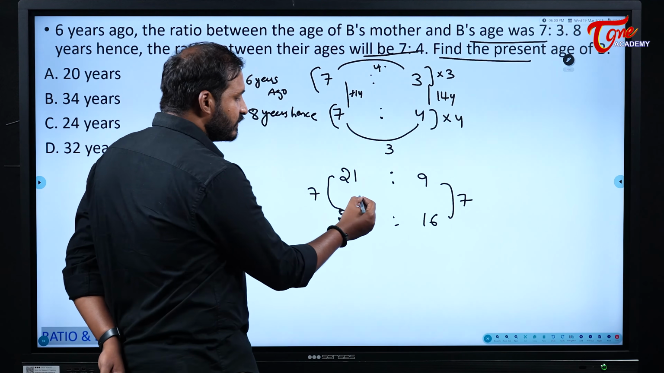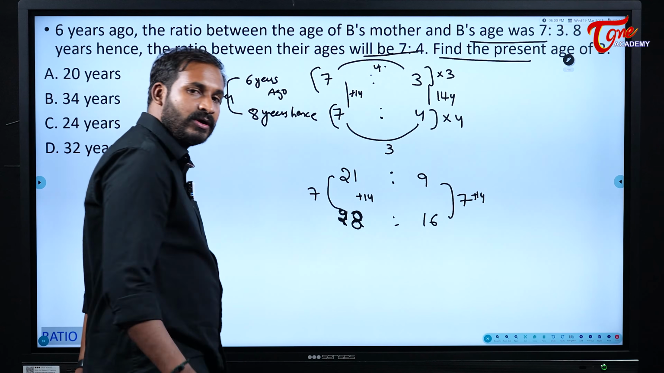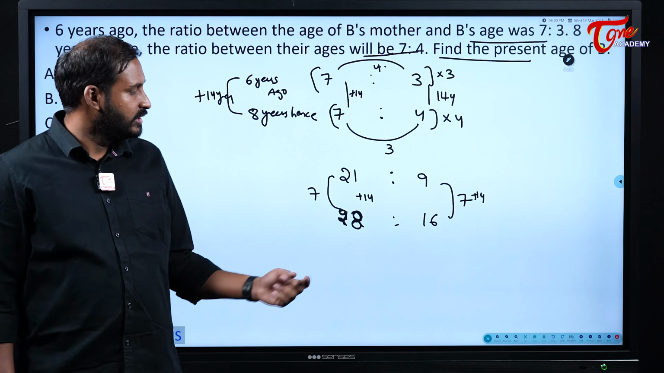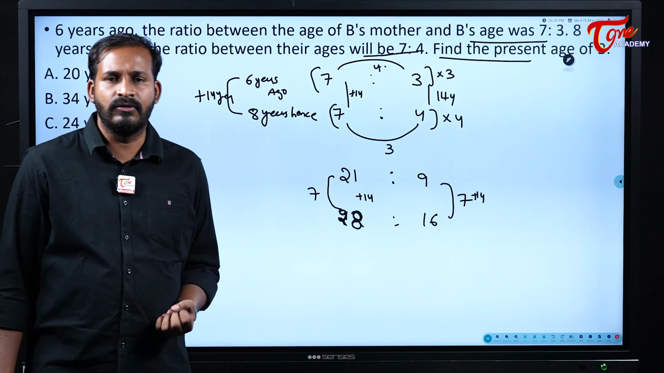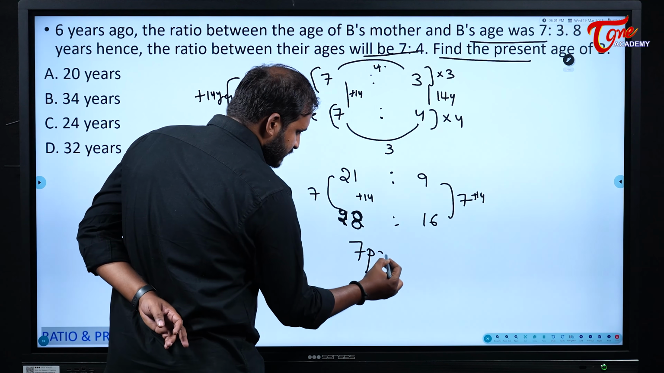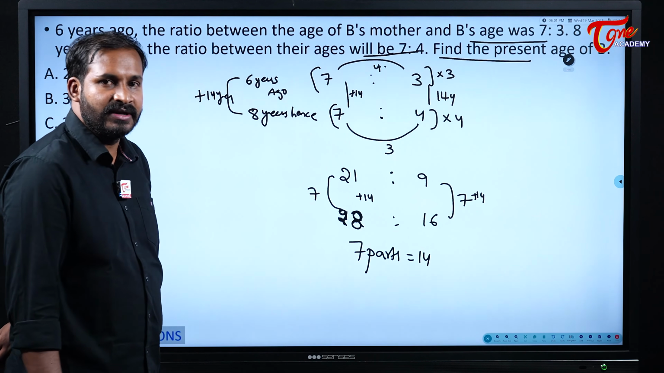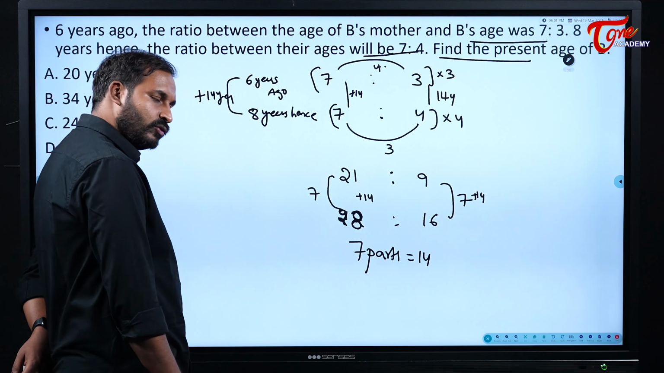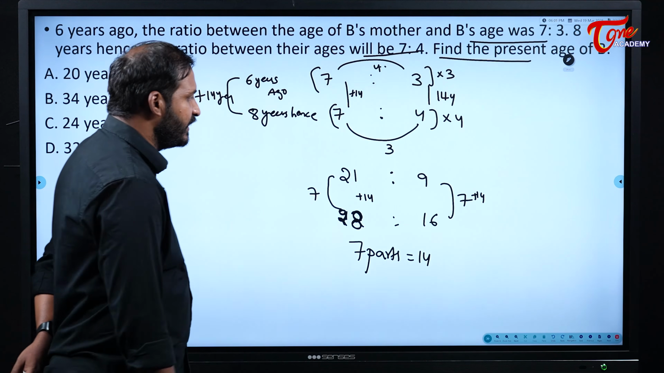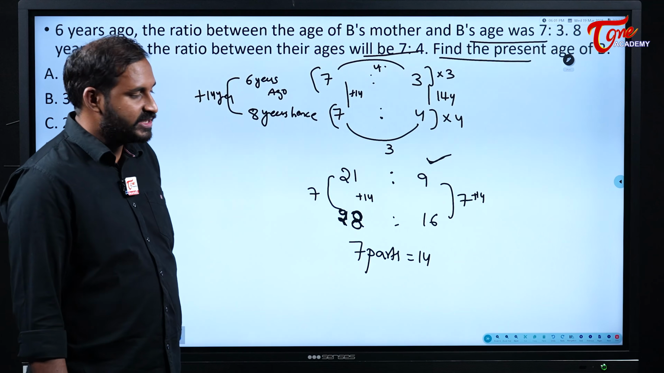And how did this difference come? Because of the addition of 14 here and 14 here. Because both persons' ages increase simultaneously, both ages will be increased by 14 and 14. So what I can say here is 7 parts is equal to 14 years. Good. But what is the question? What is the present age of B? That means I need to find the present age of this person.